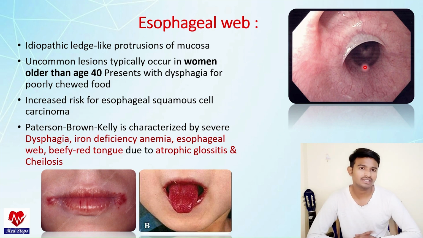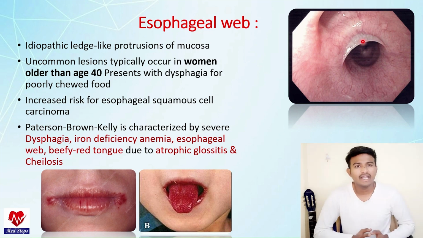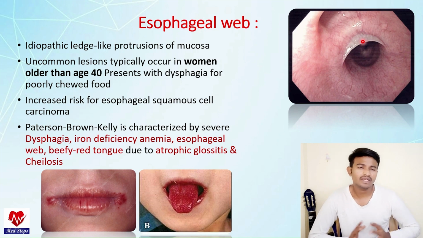If any person is eating poorly chewed food, then what will happen? In this area, that food will be stuck, because the food is not going down. That's why the patient feels difficulty in swallowing. In this esophageal web, you can observe that squamous cell carcinoma can develop afterward. What are the clinical features we will see in esophageal web?